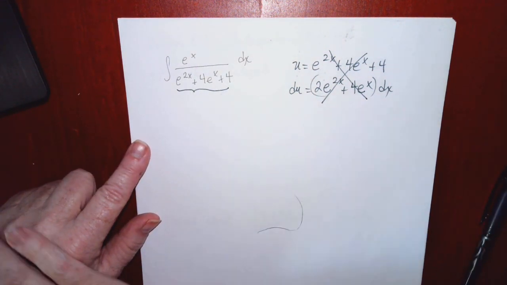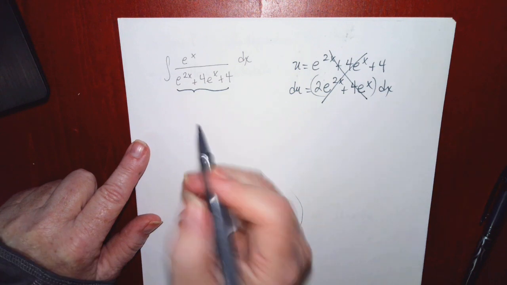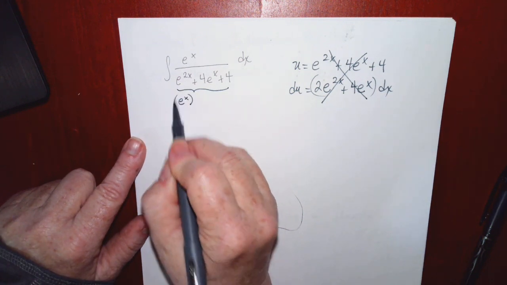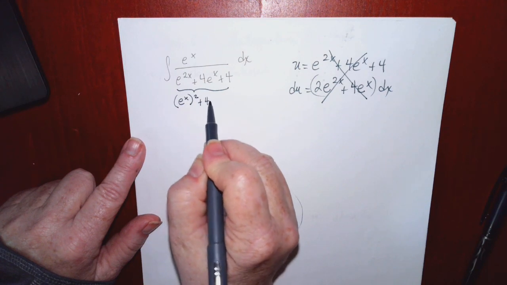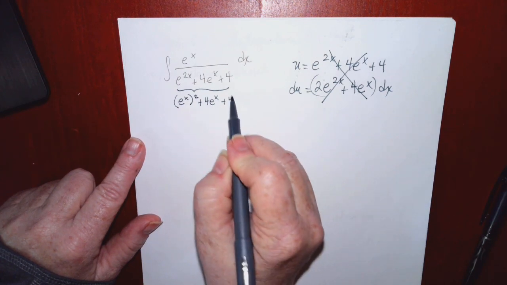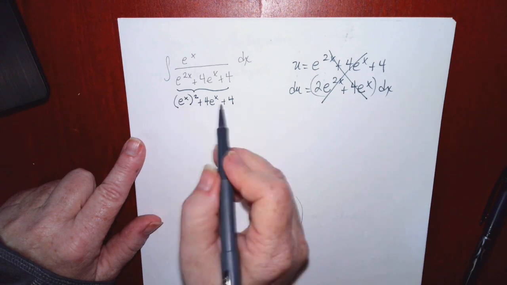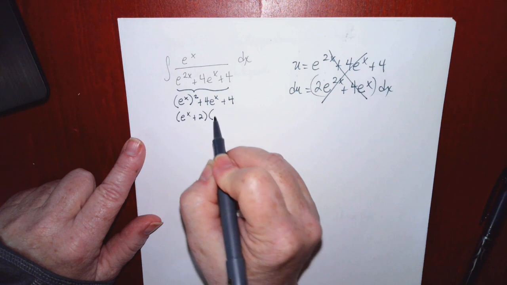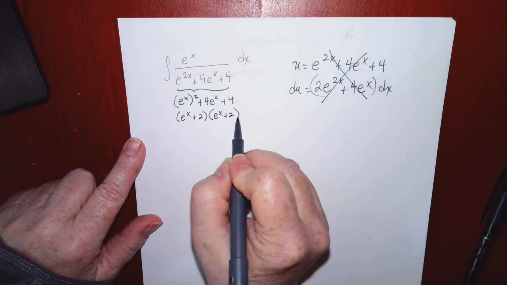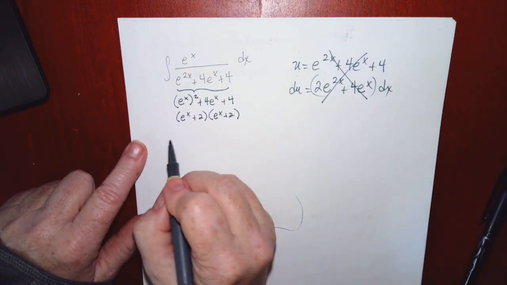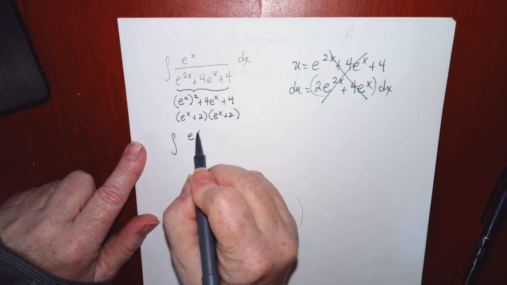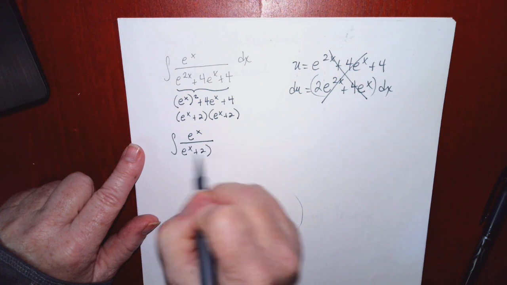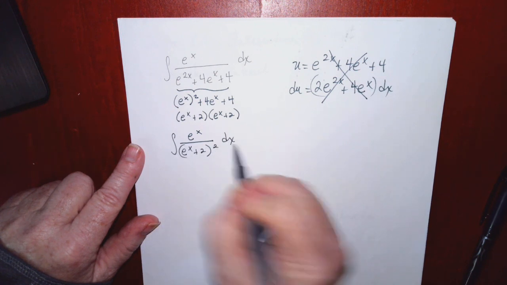How about factoring that denominator? Remember, e to the 2x is e to the x squared. This is plus 4e to the x plus 4. So you could factor that into e to the x plus 2 times e to the x plus 2. Or that's the integral of e to the x over e to the x plus 2 all squared.